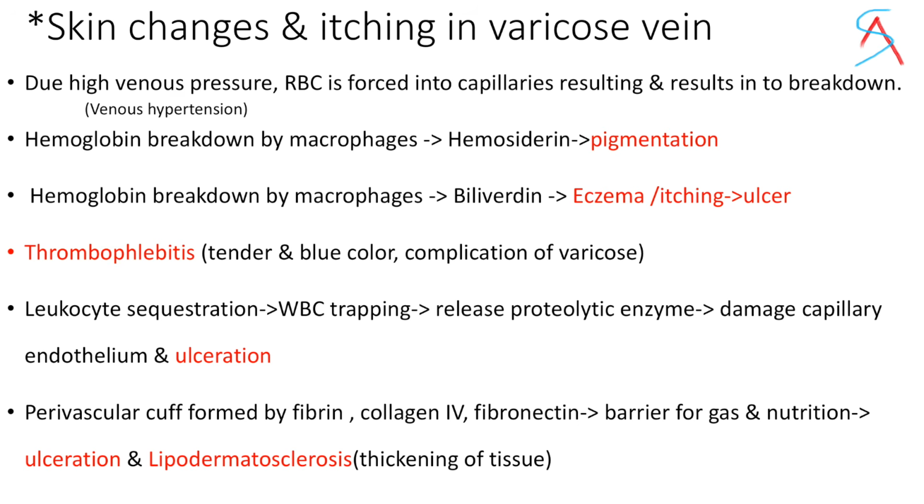Due to the constant itching, an ulcer could also be formed. There is another hypothesis for ulcer formation, that WBCs are trapped which release proteolytic enzymes causing ulceration. Another is the fibrin cuff theory, in which a perivascular cuff is formed by fibrin, collagen and fibronectin, which causes a barrier for gas and nutrition, causing ulceration and lipodermatosclerosis. Or there could be thrombophlebitis, in which there will be red color of the skin.